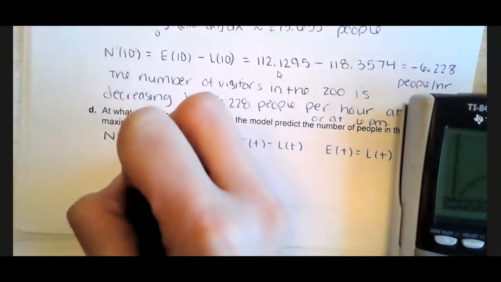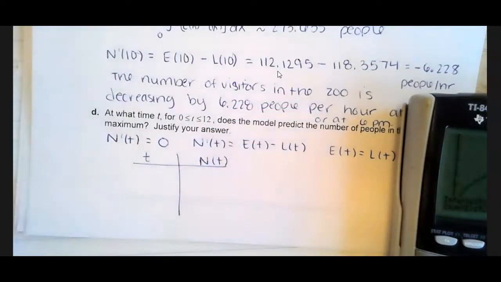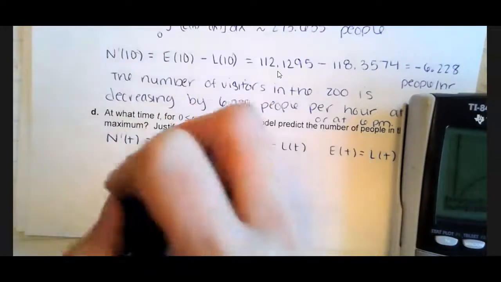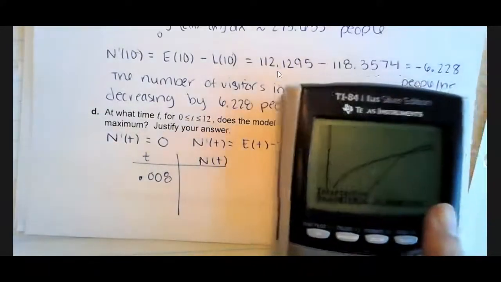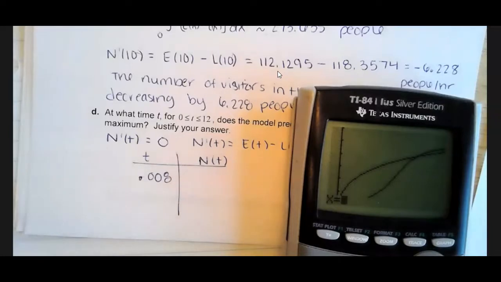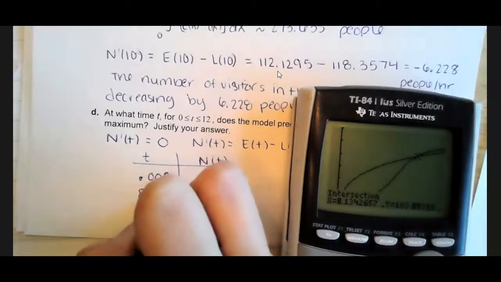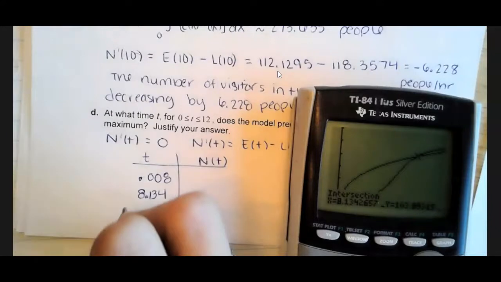So really what we're doing is comparing the time and the amount of people. So we want to compare time 0.008. We're going to compare the next point of intersection, and just so I don't have to scroll all the way over, I'm going to type in x equals 10 to try to move my cursor over there. Then I'm going to go to intersect and move closer and closer. And I see that the second point of intersection is at 8.134. And then we know the last point of intersection is going to be 12 when the zoo closes.